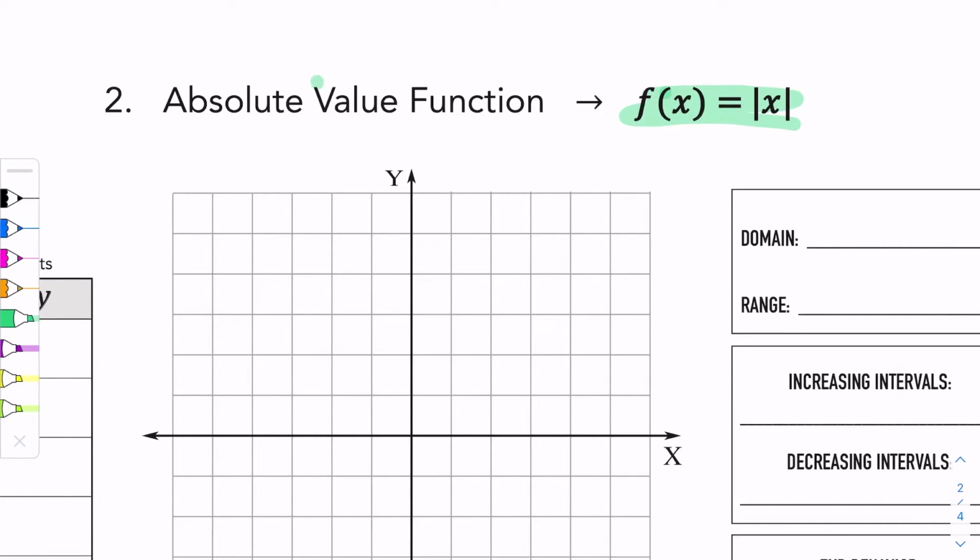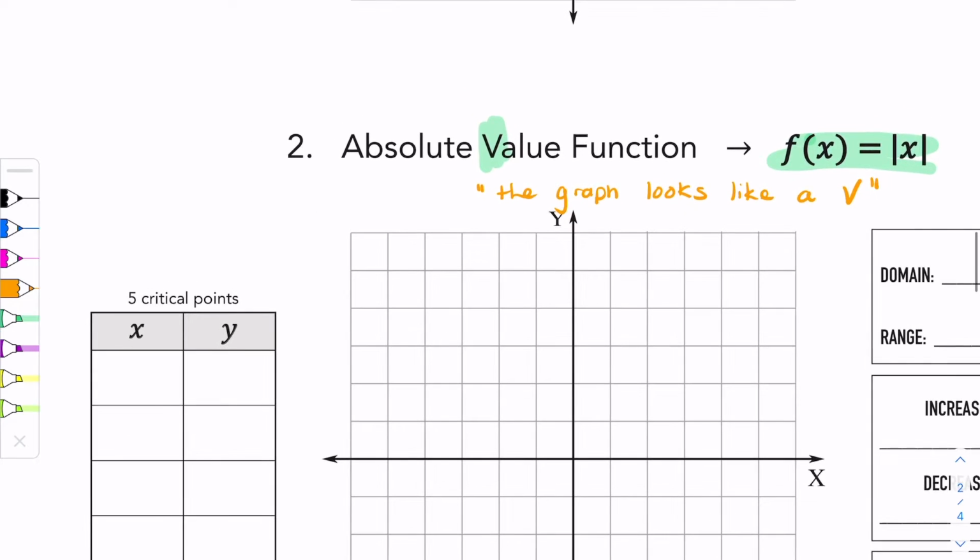The other helpful tip is that absolute value, there's a v in value. Your graph looks like a v. So it comes to a point. It actually has a point either at the bottom or the top of the graph, and it looks like a V.